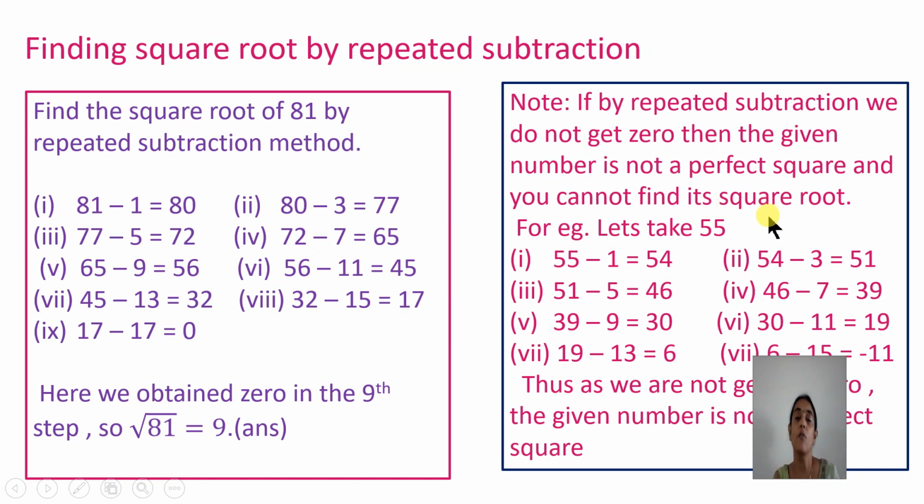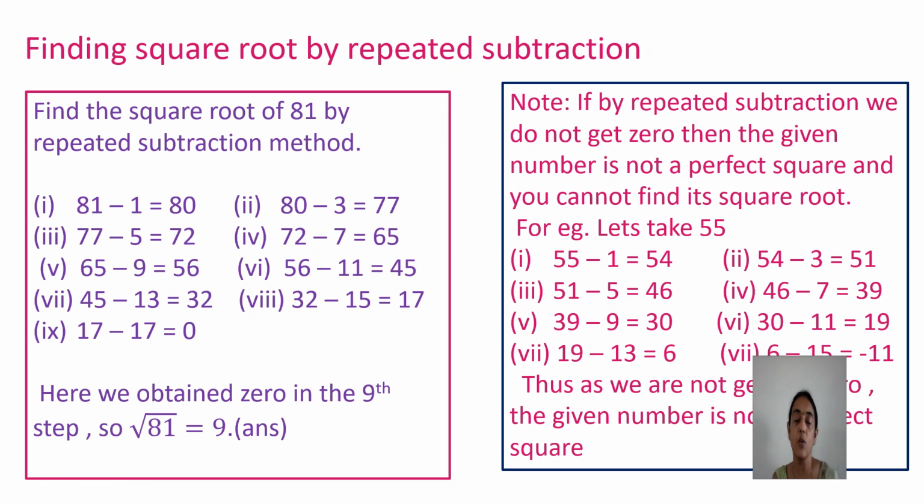Now suppose you can find the square root, but it will be up to 2 decimal or 3 decimal places. It will be in points. You cannot get the exact answer for these numbers. That means you will not get a perfect answer, as it is not a perfect square.